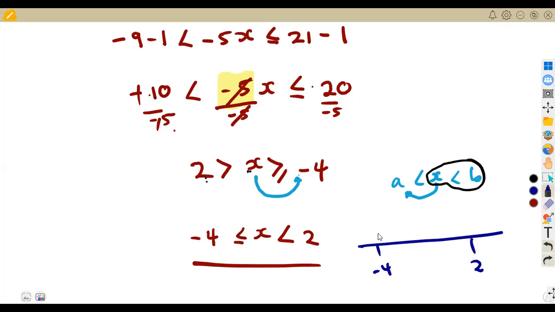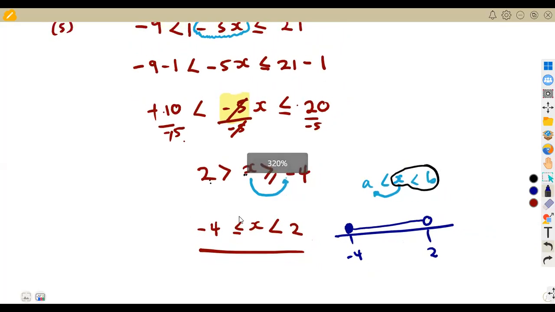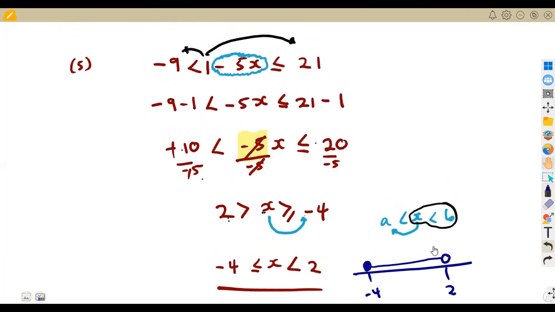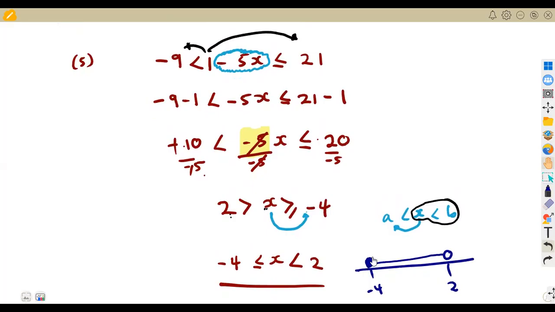So we are going to indicate a shaded circle at negative 4. At positive 2 is just a less than, so we're just going to draw a circle which is not shaded. Then we join in between. These are the values that are found in between -4 and +2, where -4 is part of the solution. It's involved. That's why we have to shade.